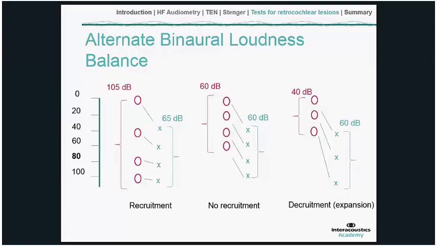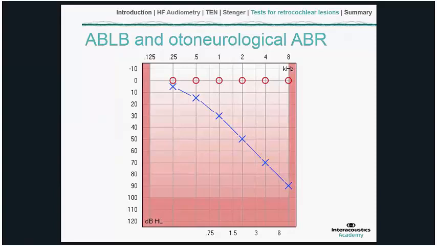Now, I would just like to close by mentioning the relationship of this ABLB to the otoneurological ABR, and I think this is important because the three tests I described, the tone decay, the short increment sensitivity index, and the ABLB, are perhaps less popular in audiological testing than in previous years because of the introduction of more sensitive procedures, the MRI scan being one, but the otoneurological ABR being the other.